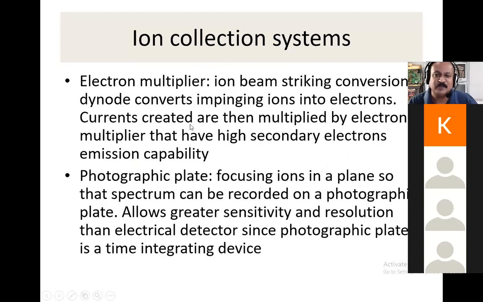There are two types of detectors. One is called the electron multiplier. This is exactly the same thing we have already seen in the case of the atomic absorption spectrophotometer, UV spectrophotometer, and fluorescence spectrophotometer. The ions striking the electrode are converted into secondary electrons, and these electrons create an electric current. That electric current is measured by the detector.